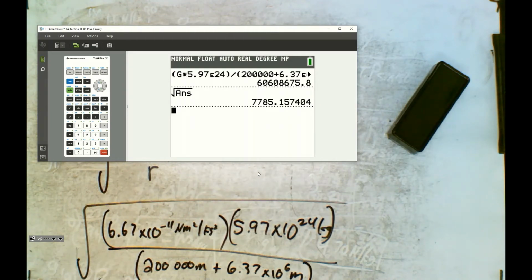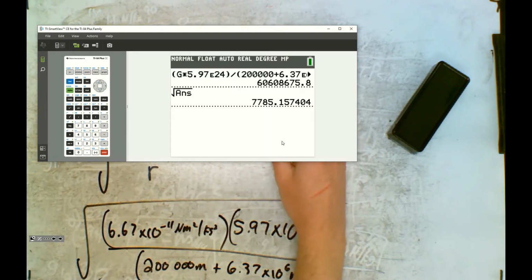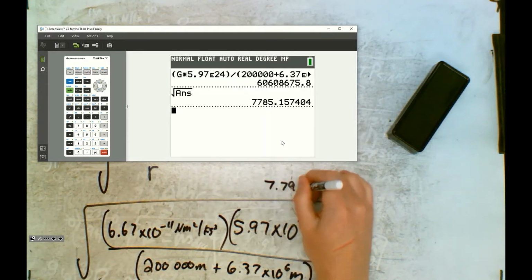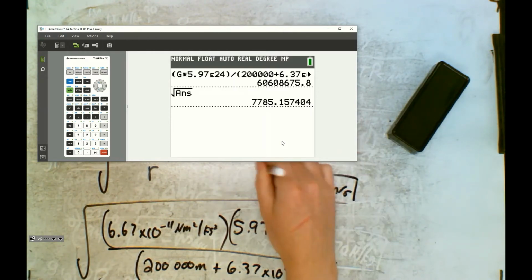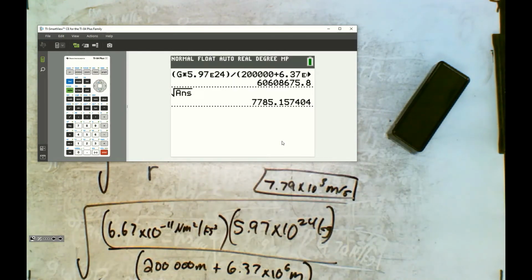And that's how fast an object orbiting Earth would have to be if it was 200 kilometers above the surface of the Earth. So it's going to be 7.79 times 10 to the 3 meters per second. That's our answer. Okay, that's how you do it.